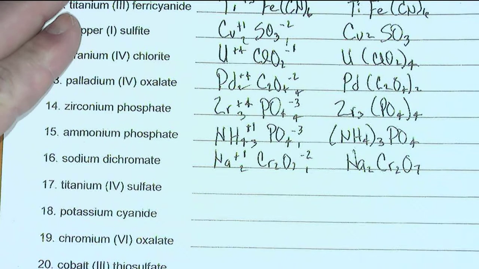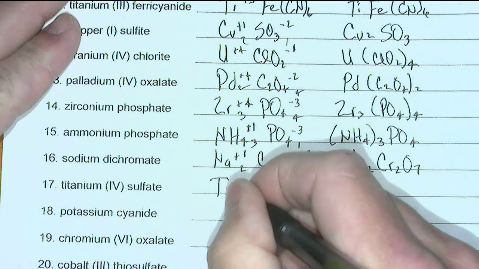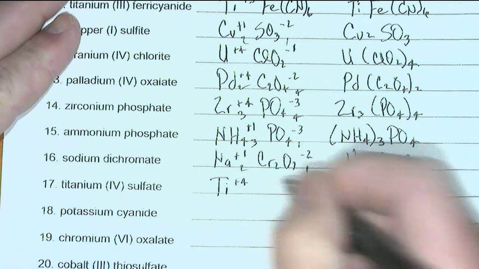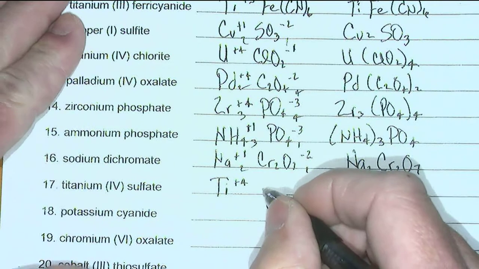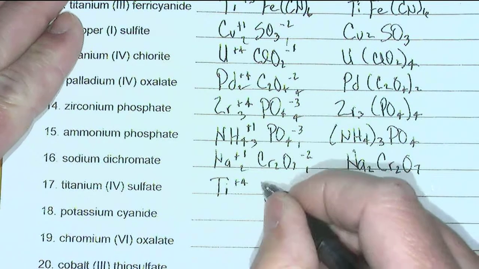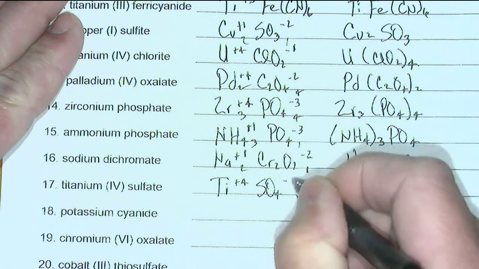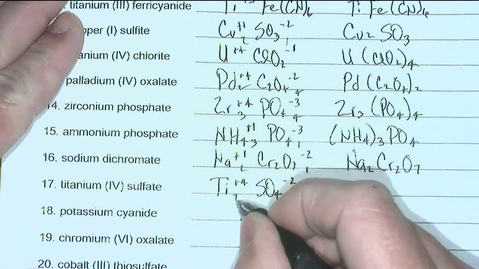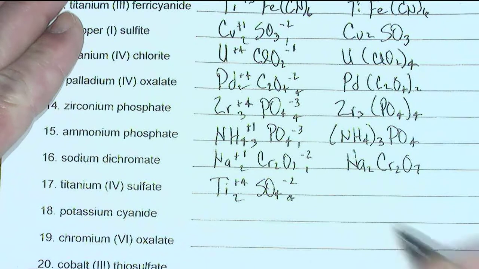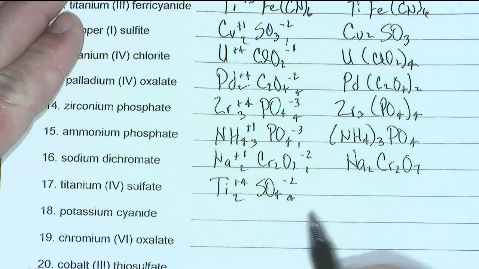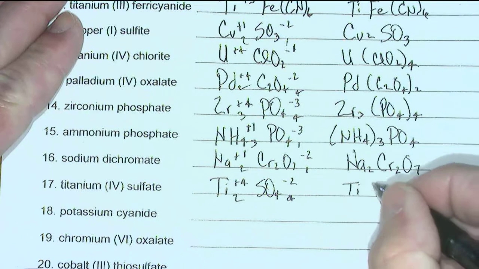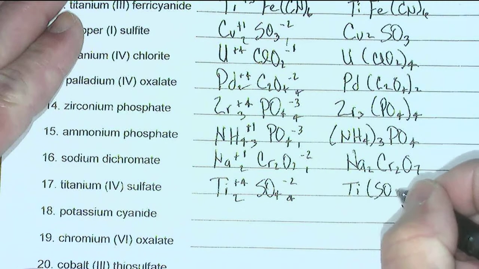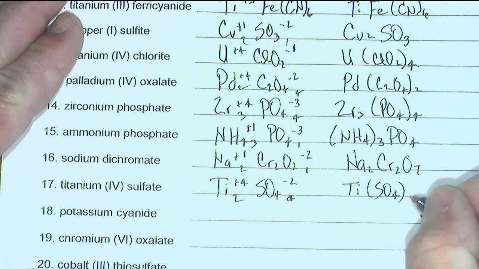Titanium 4 sulfate. Titanium in this case is a +4. Your sulfate ion is an SO4. It is a -2. So we go here, 2 and 4. Once again, we can simplify this one. Divide through by 2. So we have titanium sulfate, titanium 4 sulfate.